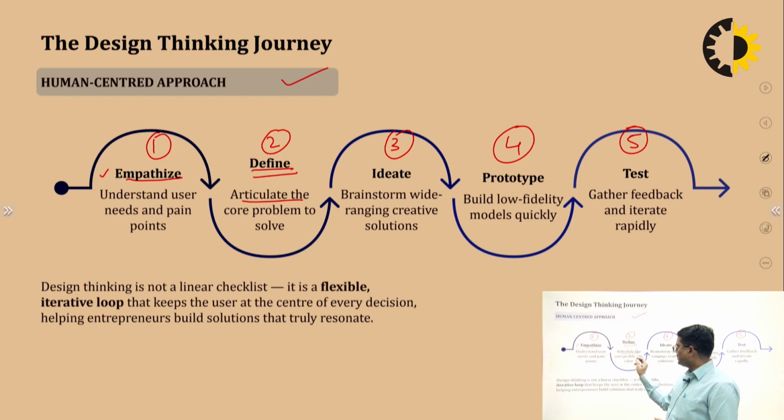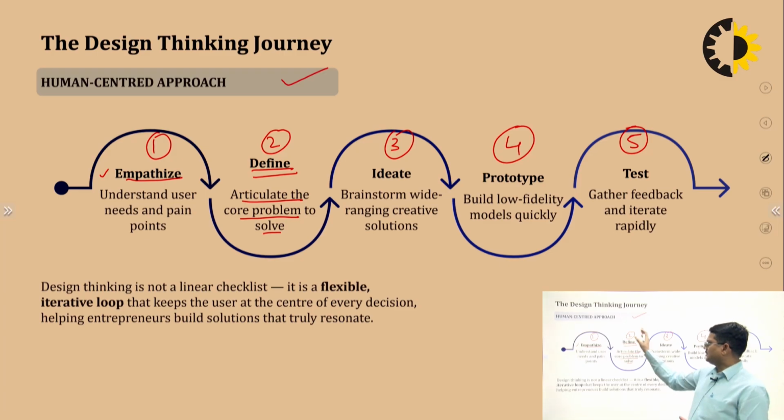This means that we articulate the core problem that we want to solve. The next thing is, once we are done with the define stage, the how might we statement, or the problem statement, then we come to the ideate stage.